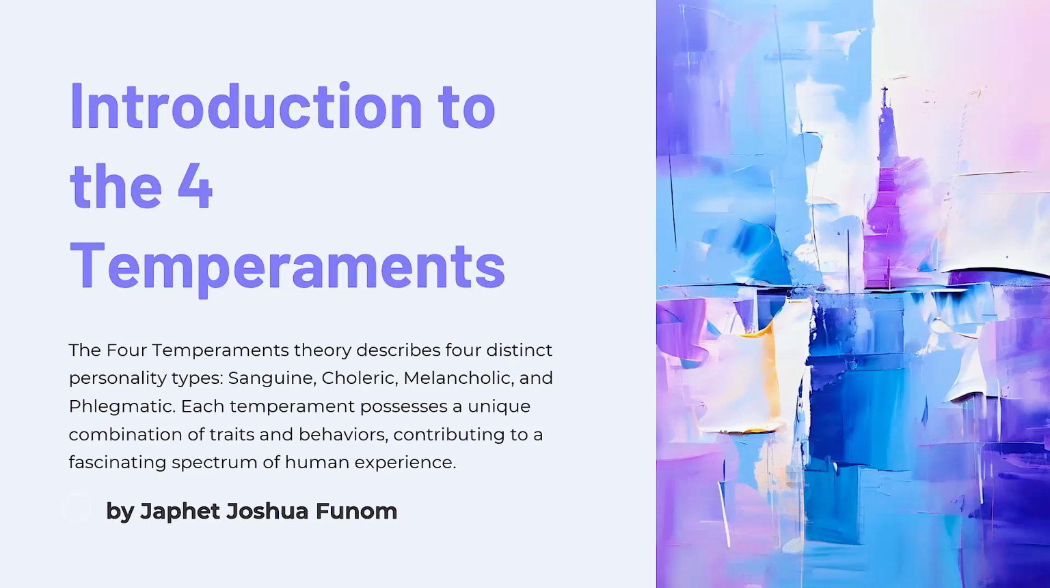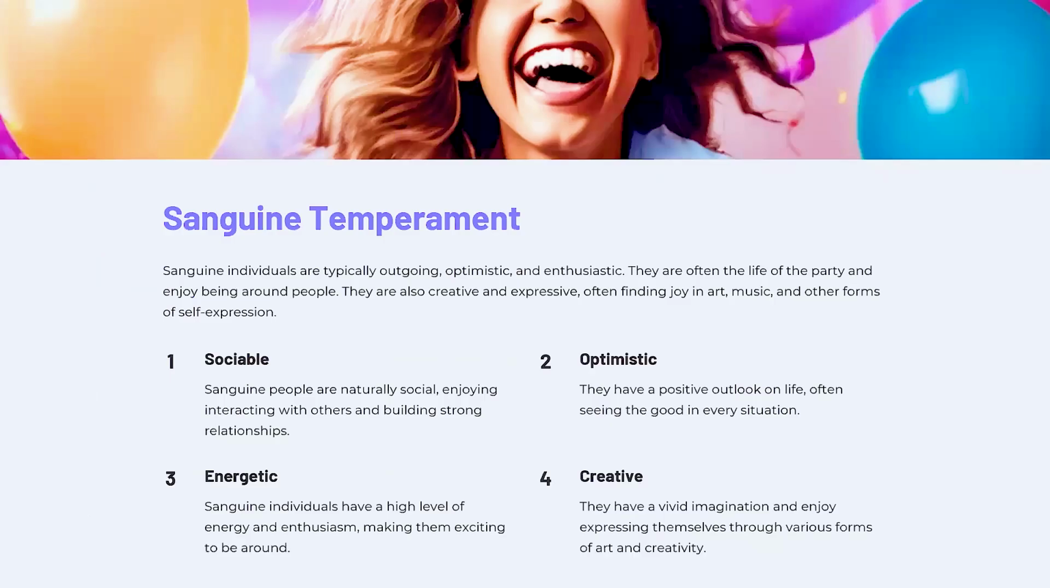So today we are going to look at the explanations of all of them. The first is the sanguine temperament. Who are the sanguine? The sanguine individuals are typically outgoing, optimistic, and enthusiastic. I'm going to break the words down so you can understand. When we say someone is optimistic, we simply mean he has positive energy and thinks positively towards things. When we say someone is enthusiastic, we mean someone who is eager to do something, who at any time is ready to do anything you ask the person to do. That's what enthusiastic simply means.